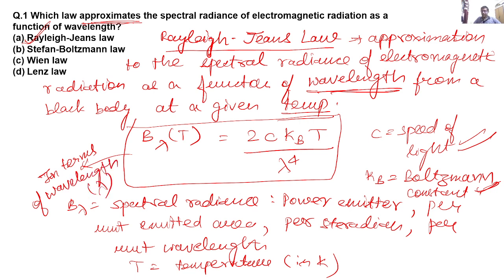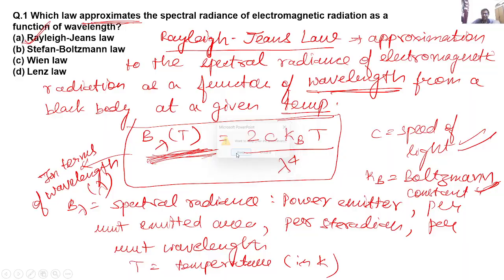Now what happens is that when you move into, let us say, the microwave remote sensing framework, we usually refer to the frequencies rather than the wavelengths. So we need to convert this wavelength formulation of the Rayleigh-Jeans law into the frequency formulation of the Rayleigh-Jeans law. Let's see how it arrives.